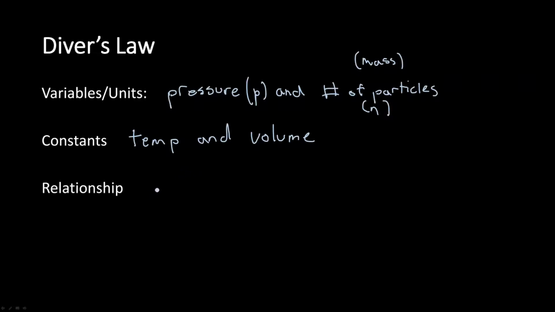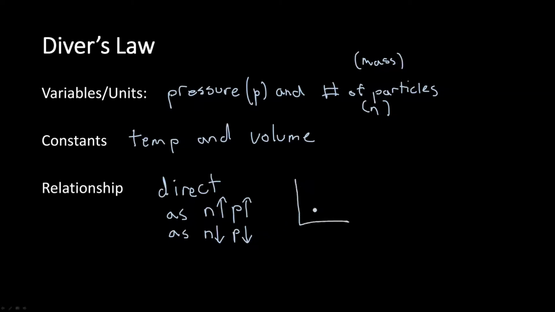Well, the relationship is something we'd call a direct relationship. What does this mean? Well, it basically means that as N, or the number of particles or mass, goes up, then pressure goes up as well. And as the number of particles goes down, pressure goes down as well. A graph for this would look something like this. Basically a regular linear graph.